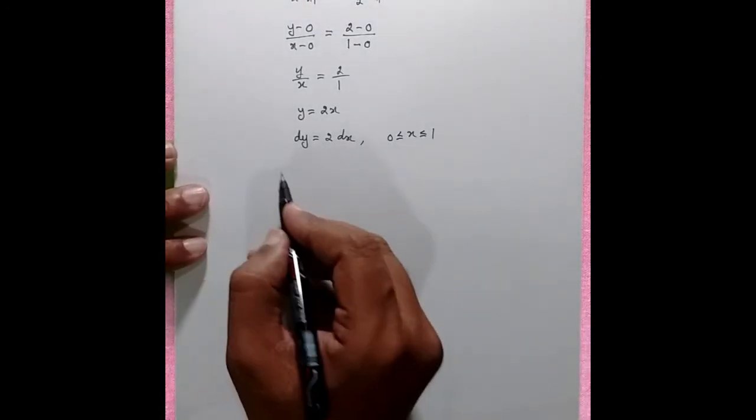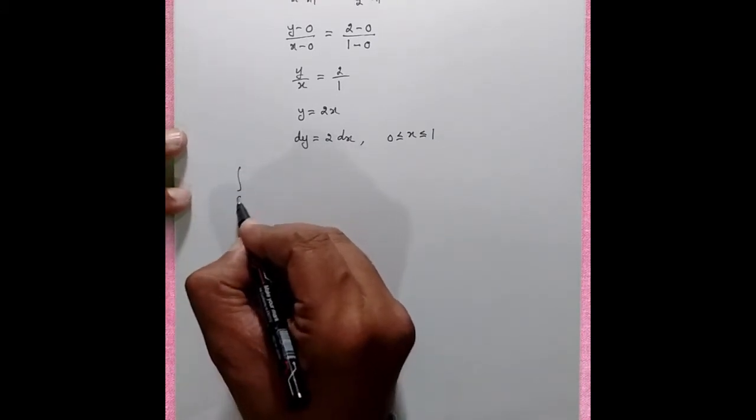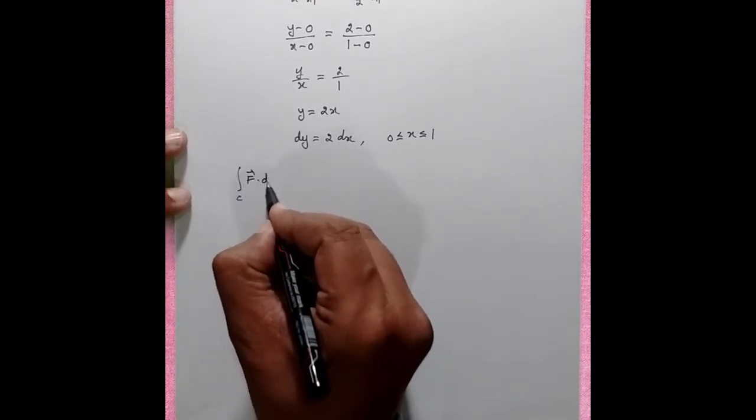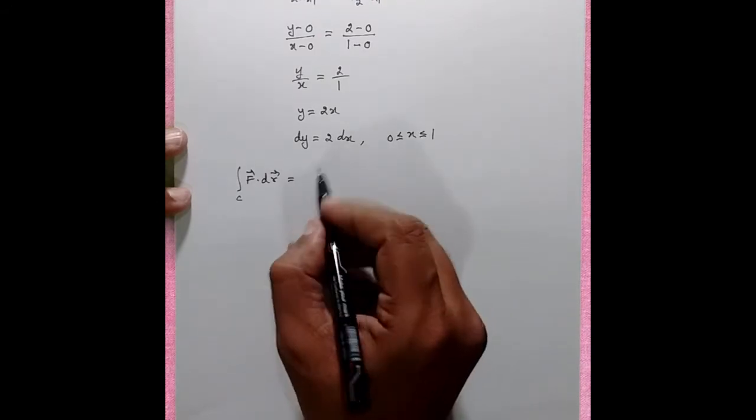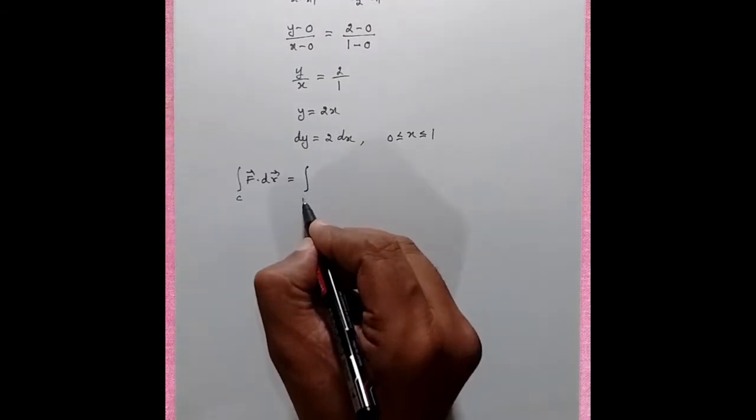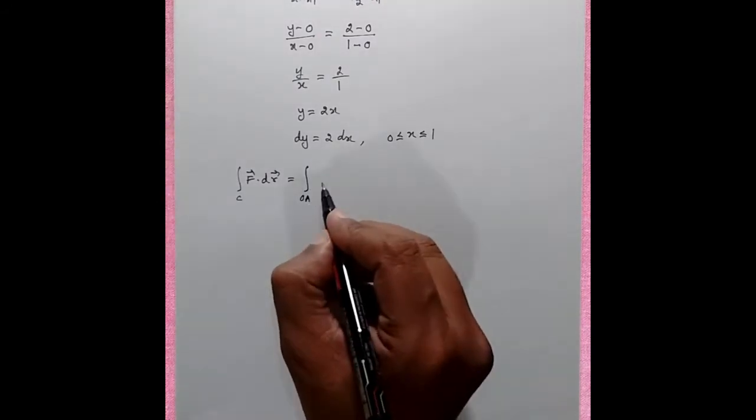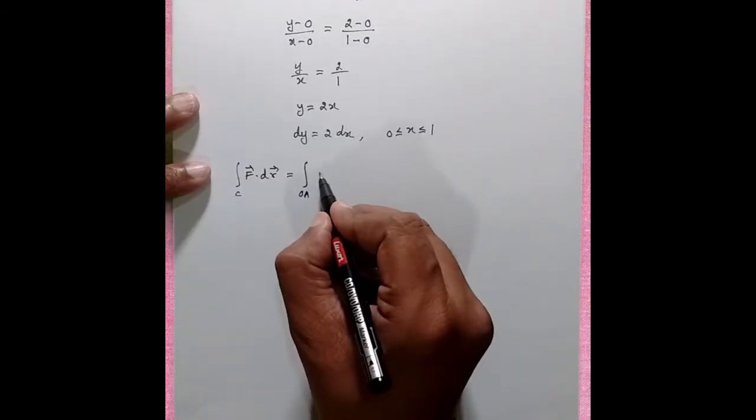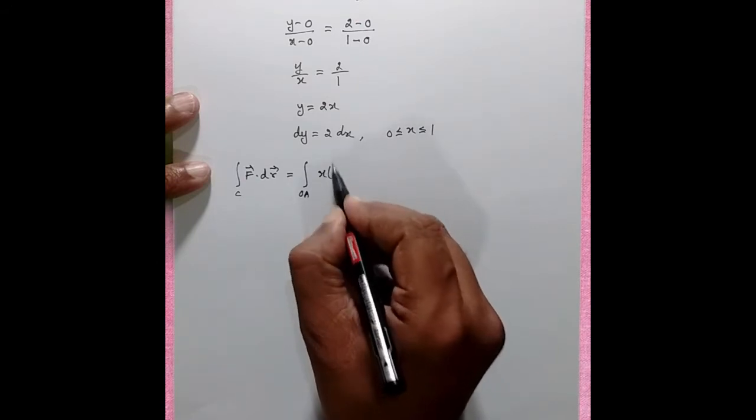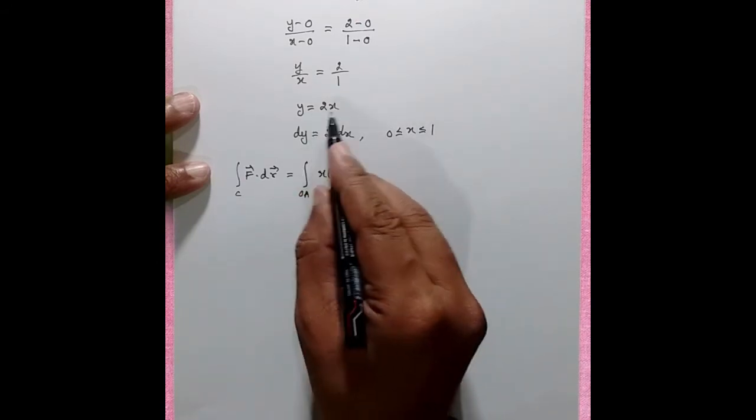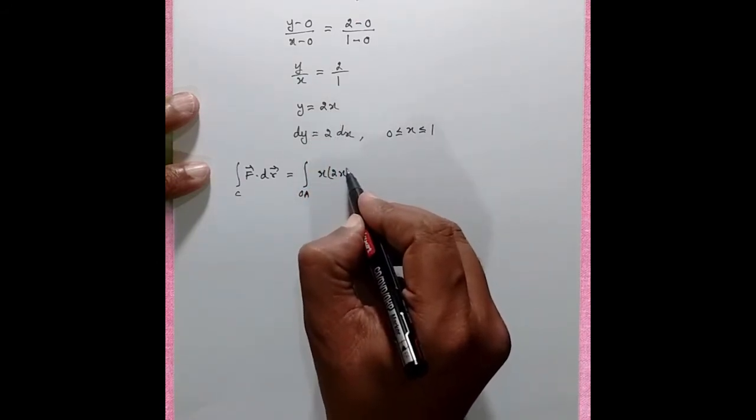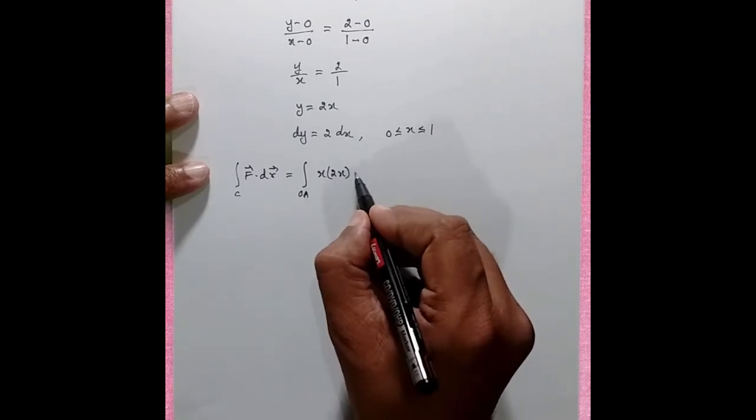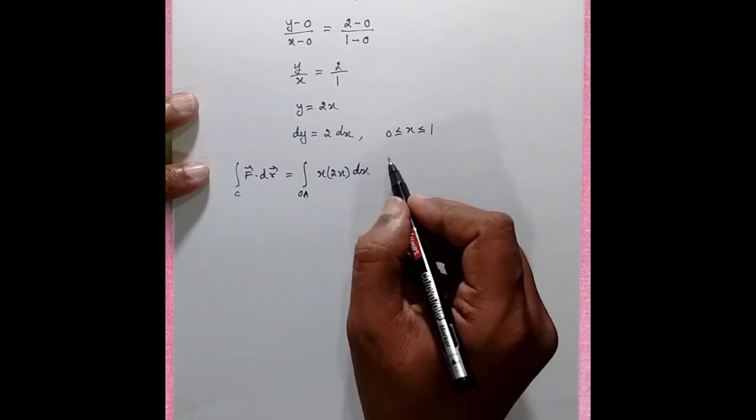Now if you go back to the integral, we have the integral over C of vector F dot dr vector, and we are finding the integral along OA. What is vector F dot dr? It is x into y, and the y value you have got as 2x. So x into y into dx, as it is.